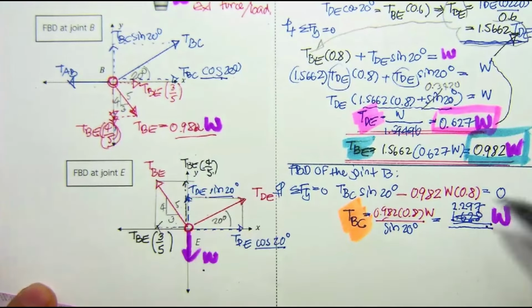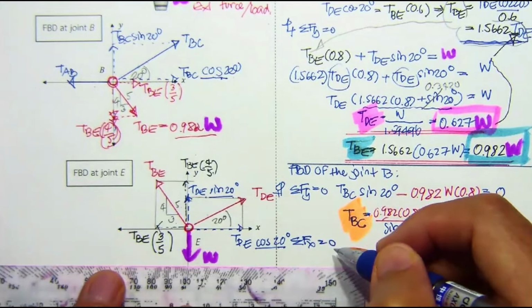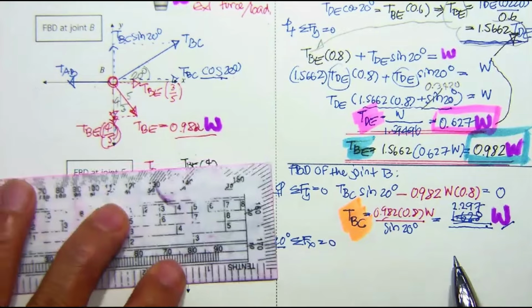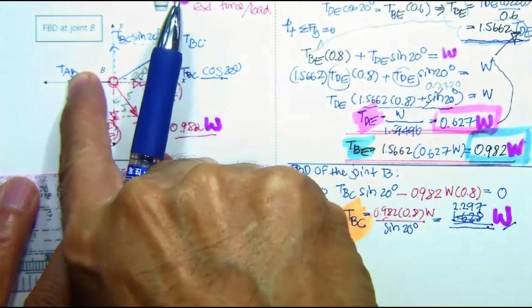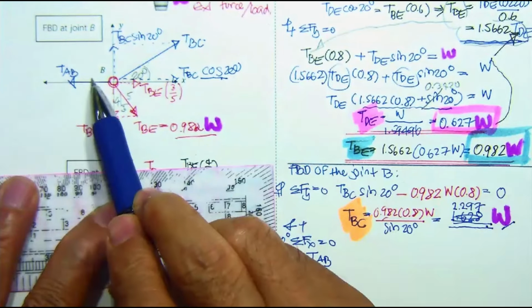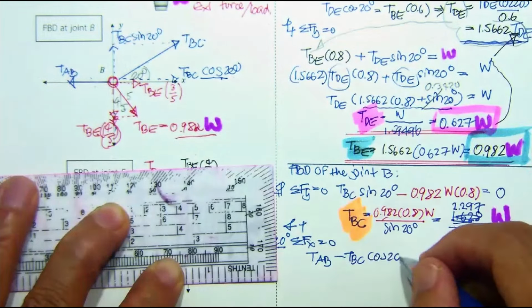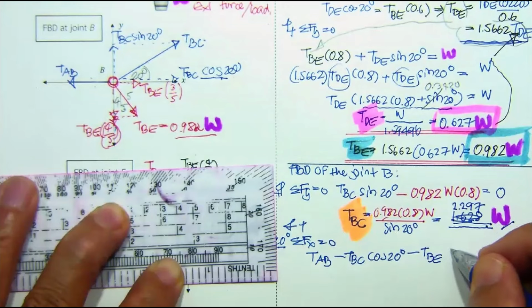Okay, the next one, summation of F sub X equal to zero. Now we have P sub BC over here, and we are looking for P sub AB. Put this one in positive. P sub AB is going to be minus P sub BC cosine 20 degree, and then minus P sub BE times 0.6 equal to 0.